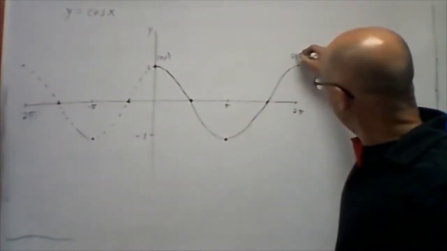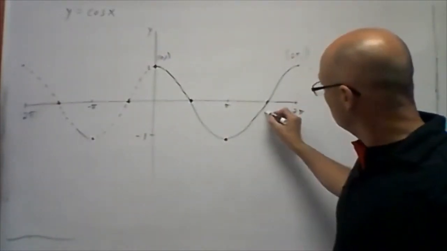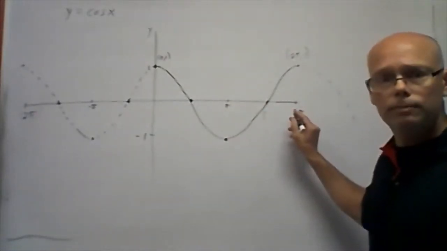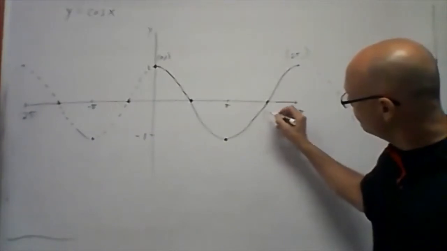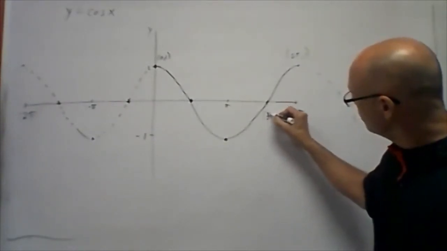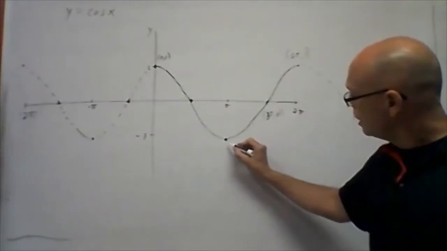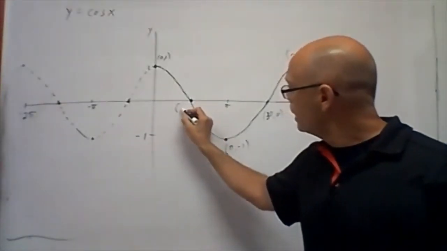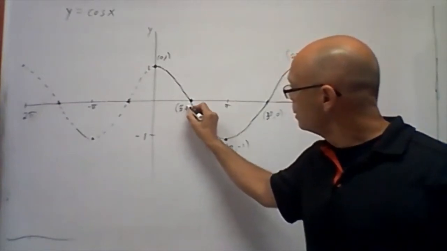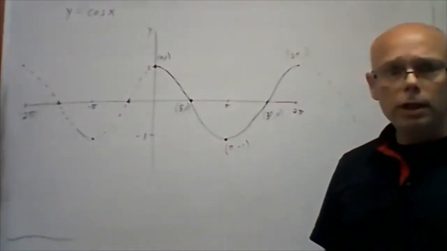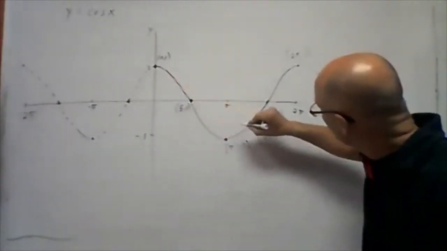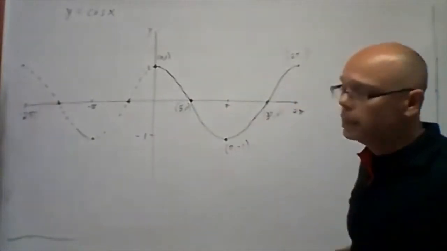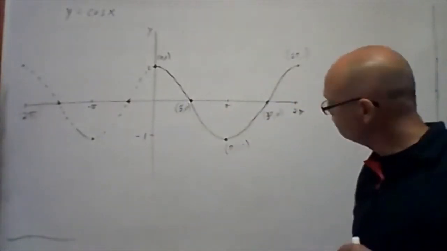So this is at 2 pi, comma 1. This is at what? Let's think about that for a second. What's halfway between pi and 2 pi? 1.5 pi, or 3 pi over 2. This is at pi, comma negative 1. And this point is at pi over 2, comma 0. So whenever you think of the cosine function, I want you thinking of a curve that's shaped like that. And I want you thinking of these points right here. I want y'all to memorize that, okay?